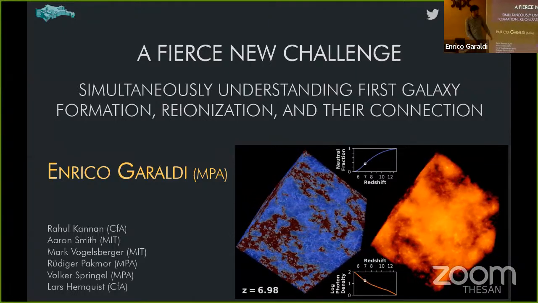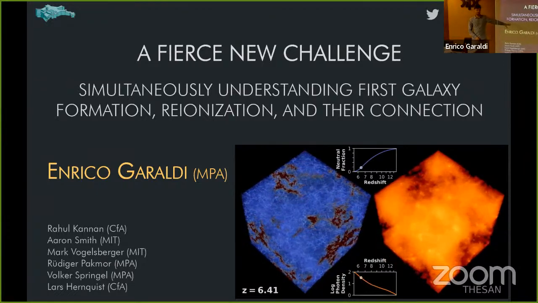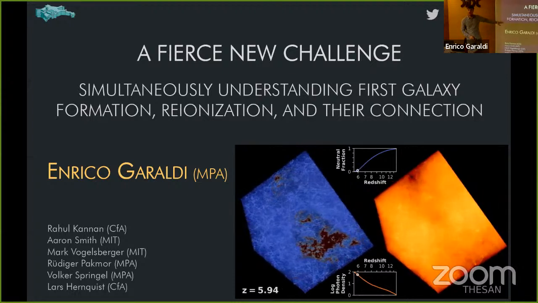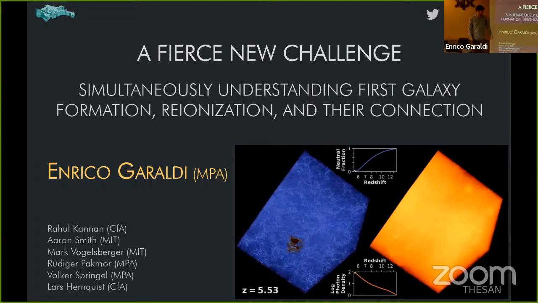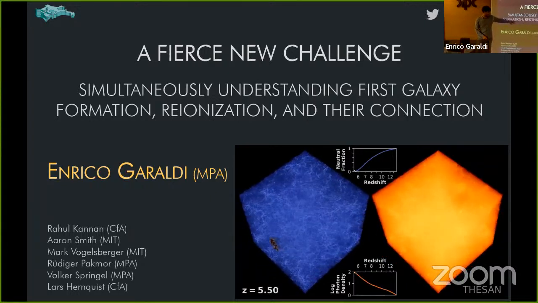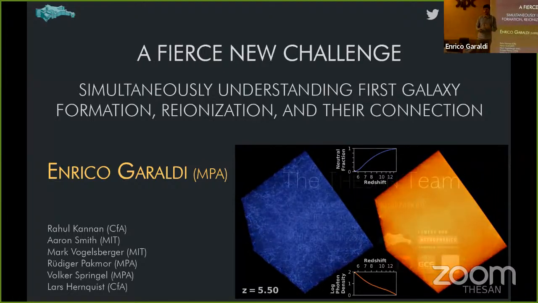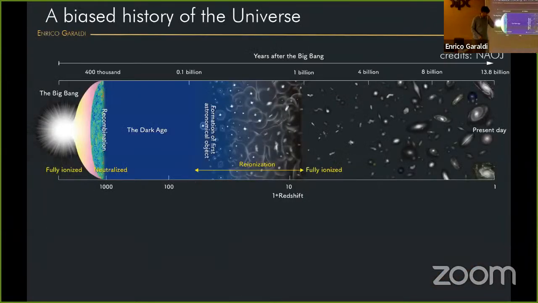Before jumping on, let me tell you what you are looking at here. This is a 3D rendering from the simulation itself. On the left-hand side, there is the neutral hydrogen fraction in the universe. Blue means ionized. Dark red is neutral. On the right-hand side, you have the number density of ionizing photons in our simulations. So let me give a bit of context.